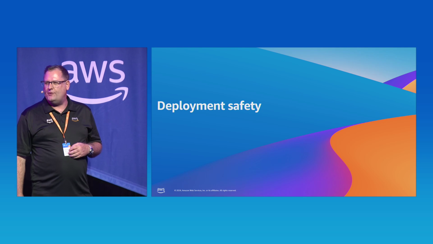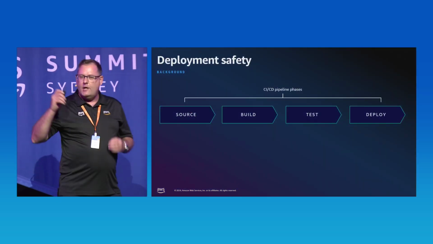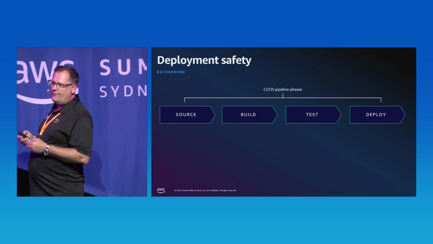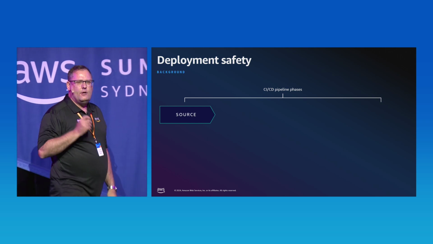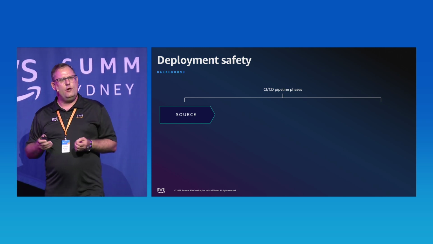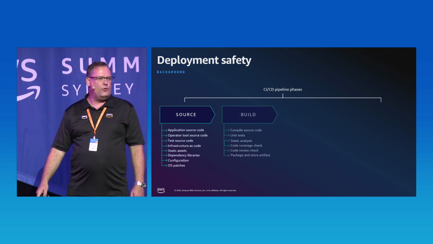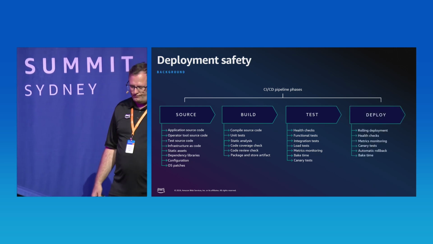So let's talk about deployment safety, which is one of the reasons we're here today. Here you can see a typical continuous deployment pipeline with the 4 common or major phases and the associated deployment safety checks that we typically see our customers implement during these phases. So we have source, build, test, and deploy.